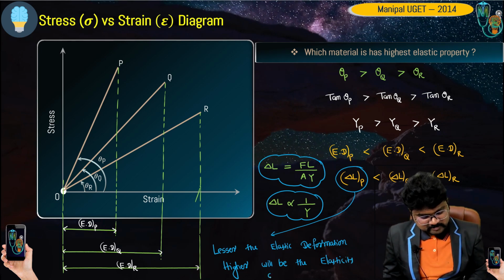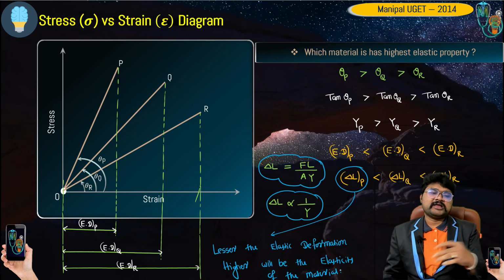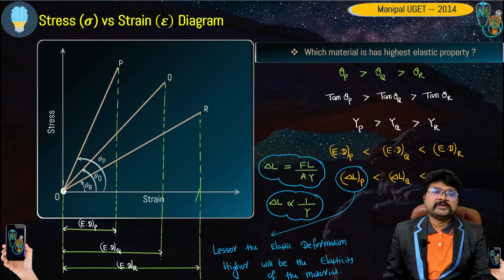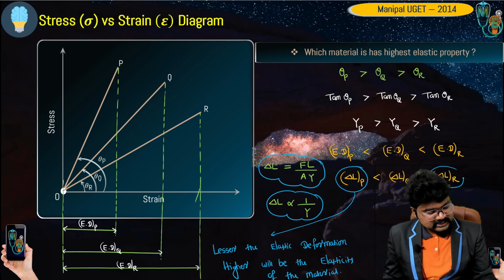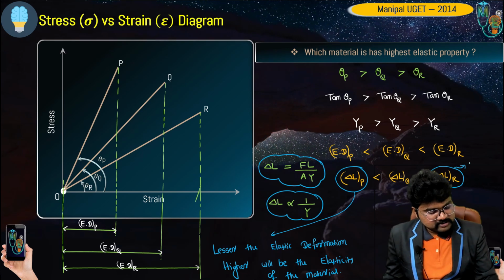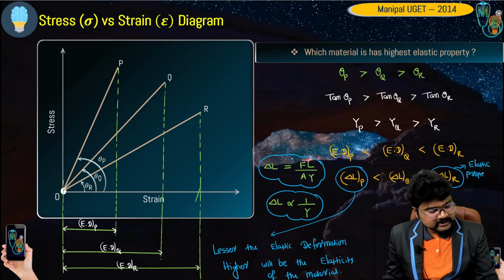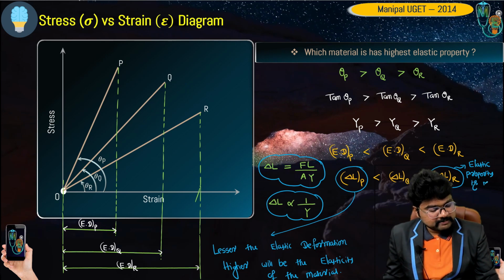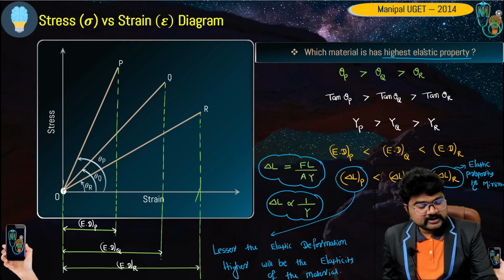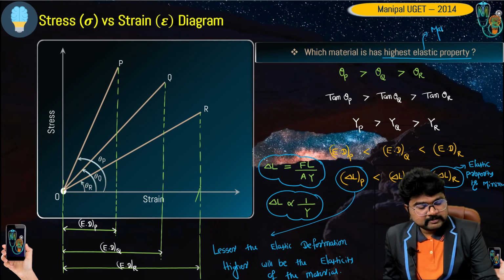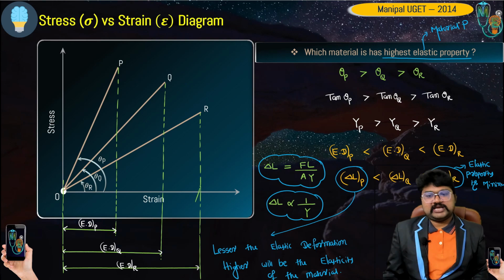Because with lesser deformation, it can easily regain its original position. With higher deformation, it is not that easy as in the lesser deformation case. So the elastic property of material R is minimum. Material P has the highest elasticity or elastic property.